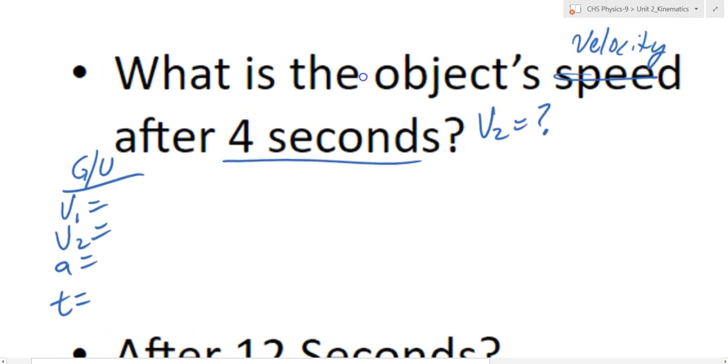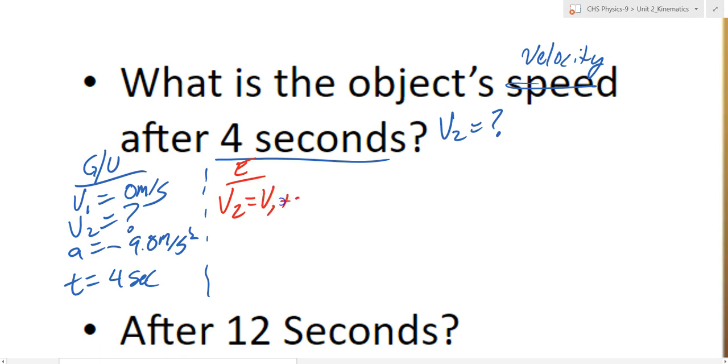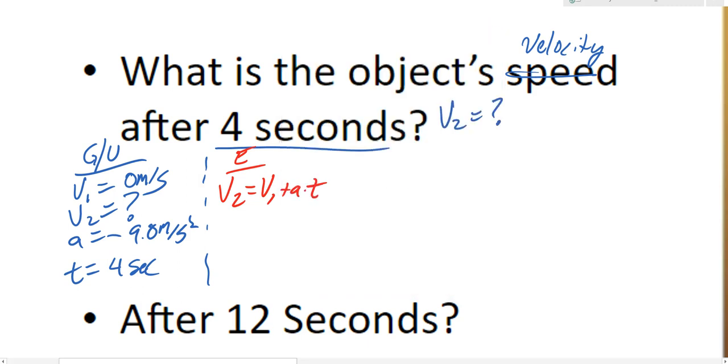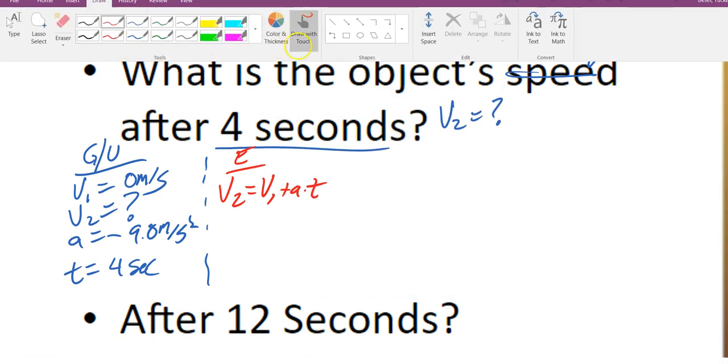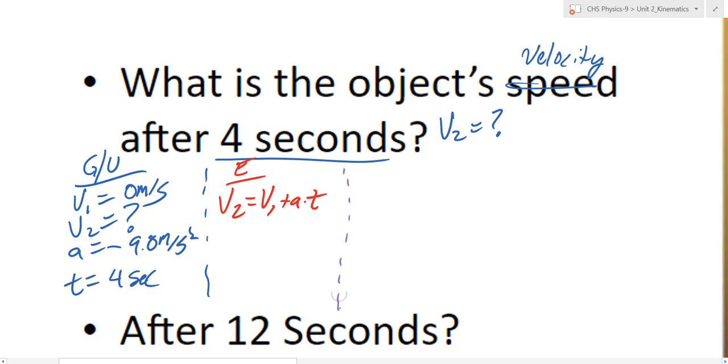If we zoom back in here, we know that v1 is going to be 0 meters per second. v2 is our unknown, that's what we're going to find. Acceleration is negative 9.8 meters per second squared, always in these, and the time is given to us: 4 seconds. Then our next step is our equation. Which equation are we going to use? Just that one.